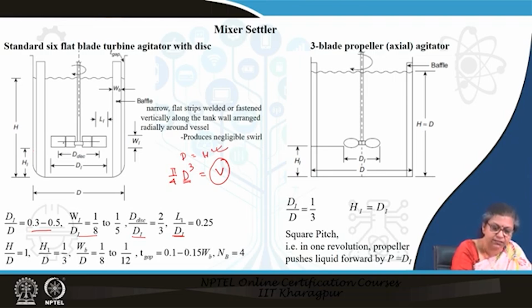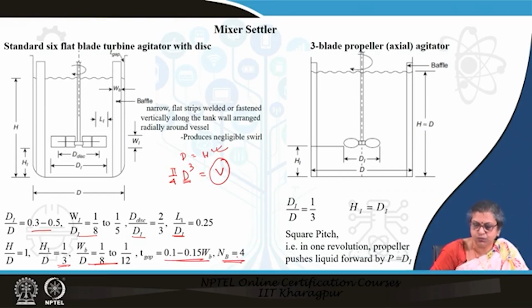As I have told you, this same H1 is maintained if there are multiple impellers; the top impeller from the liquid interface is also maintained at the same height. The baffle width is around, as I had mentioned, d by 10 to d by 12, about d by 8 to d by 12, and generally the gap is also mentioned, and the number of blades that we have is equal to 4.